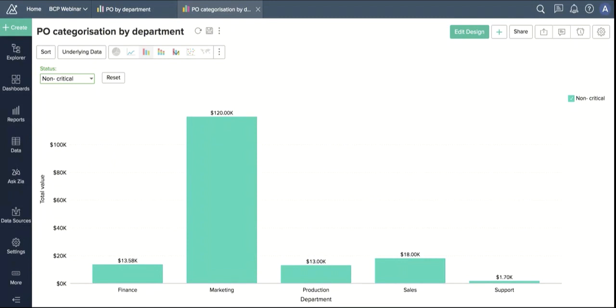Now, on top of that, there are a set of purchase orders which fall into the non-critical category, and there, in the non-critical category, you might want to see what best you can work out with the vendor in terms of the payment days, in terms of the credit days, or the delivery schedules, or whatever that may be.